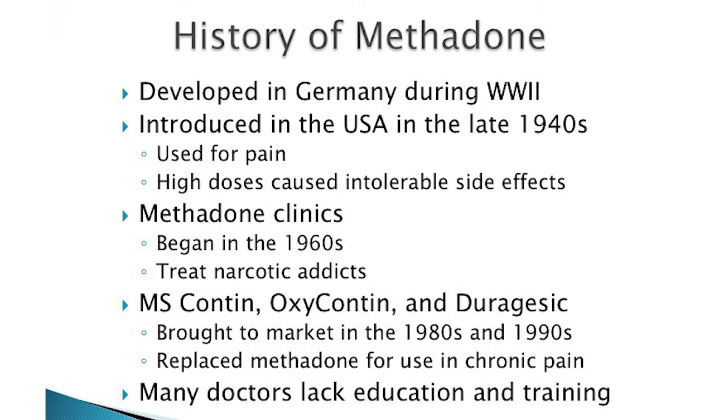Later in the 80s and 90s, MS-Contin, OxyContin, and Duragesic came to market, and these are, of course, the long-acting morphine and oxycodone. Just FYI, the Contin in those is for continuous release. That's how you can remember that those are the long-acting ones. And Duragesic is the brand name of the fentanyl patches. So these replaced methadone as the long-acting drugs of choice for pain control, and methadone fell out of favor at that time. Since then, medical schools have not really provided a lot of training or education on using the drug for pain management to the doctors. So there's a lot of people out there who just really aren't familiar with how to use it for pain.